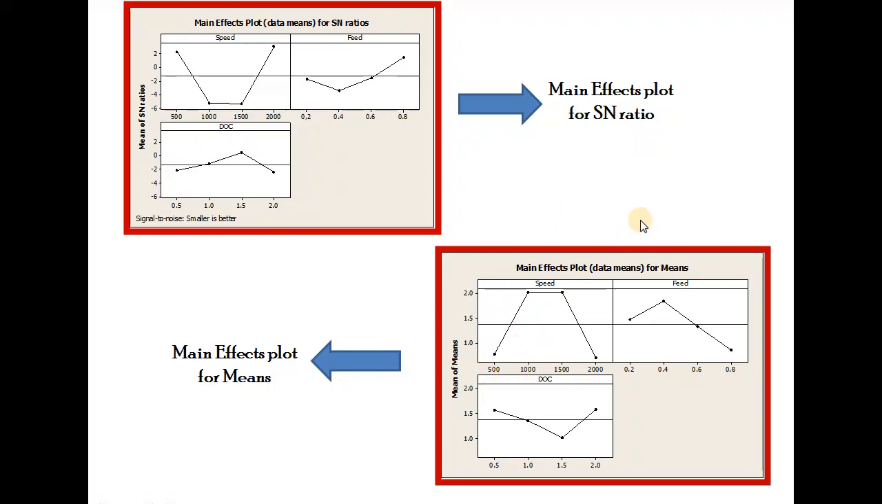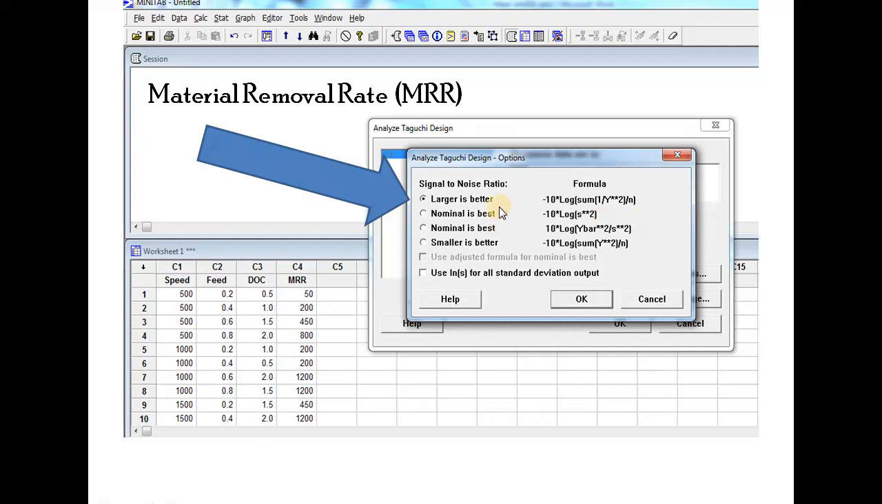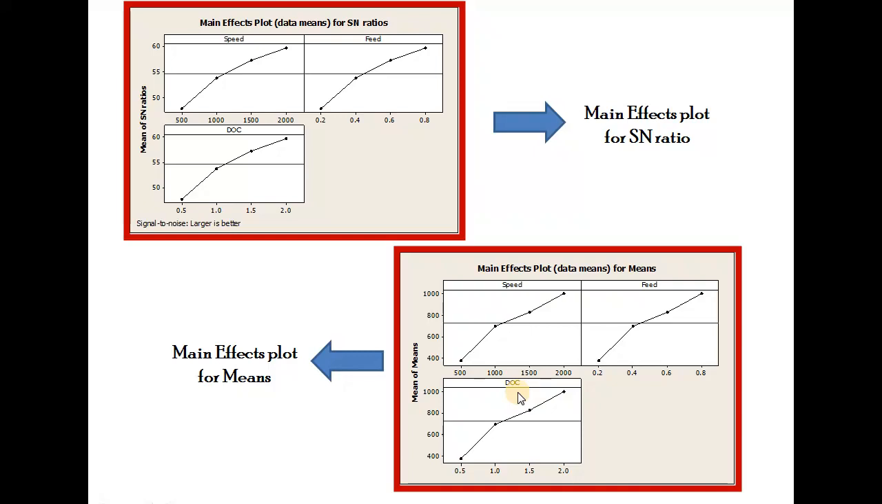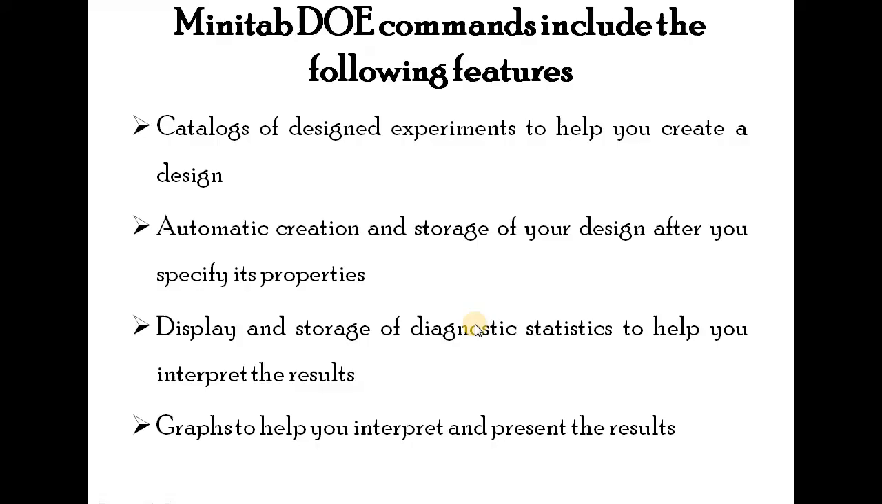You follow the same procedure, but give larger is better, because for MRR larger is better. The same inputs, speed, feed, depth of cut, but the corresponding MRR values are given. Finally we get the same Taguchi analysis for MRR individually, signal to noise ratio and mean value, and the main effects plot for SN ratio and main effects plot for means.